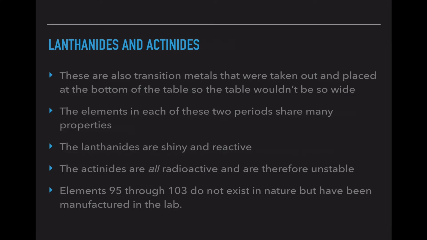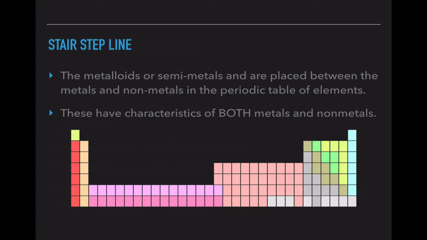So again, these are transition metals. They have similar characteristics to transition metals. Some of them are radioactive, and they were only taken out so the periodic table was not so wide. Next is the stair-step line.